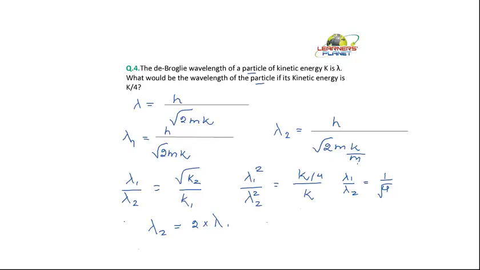So when the kinetic energy becomes k by 4, the wavelength gets doubled, because there is an inverse relationship between the wavelength and the kinetic energy.